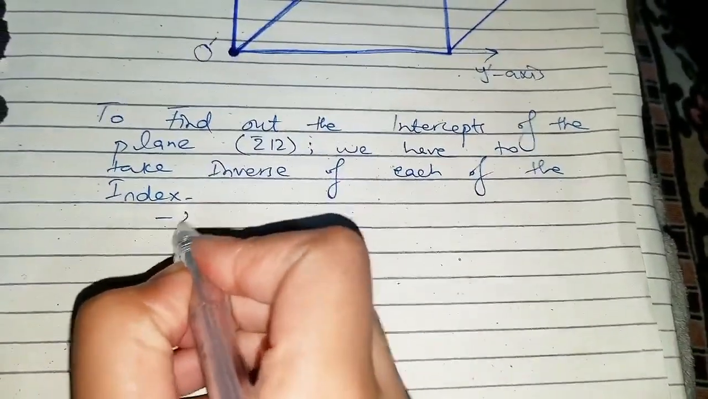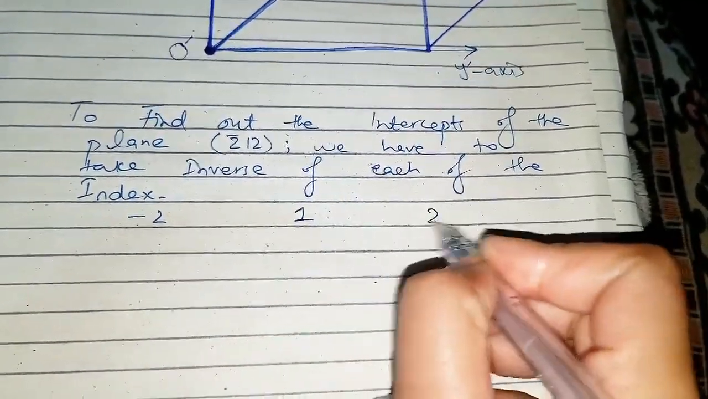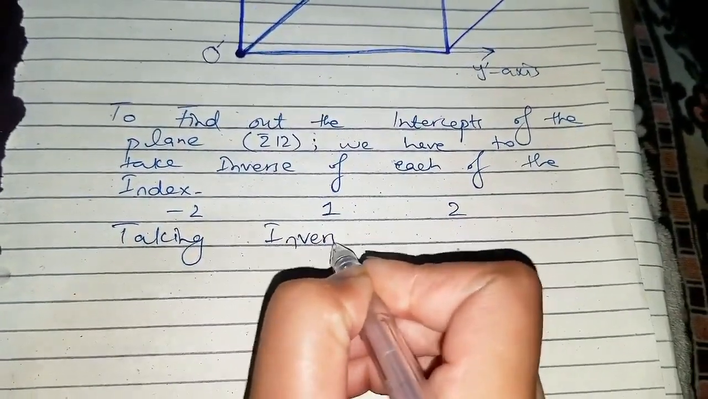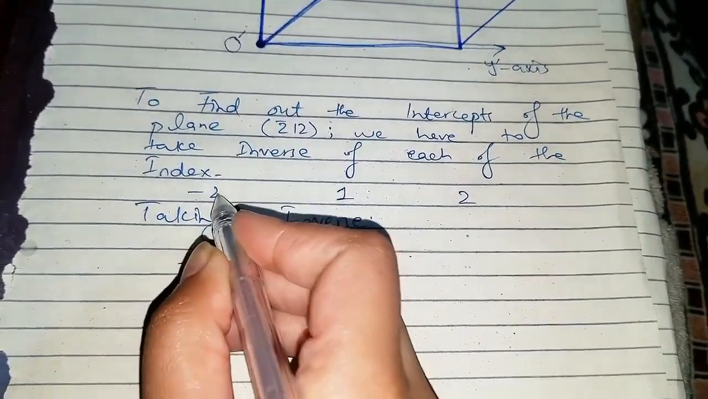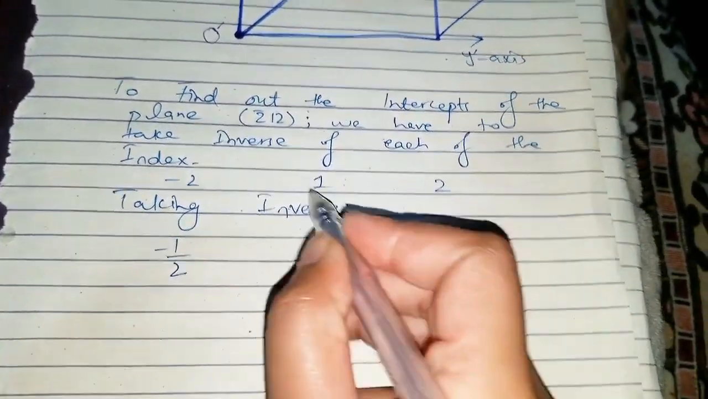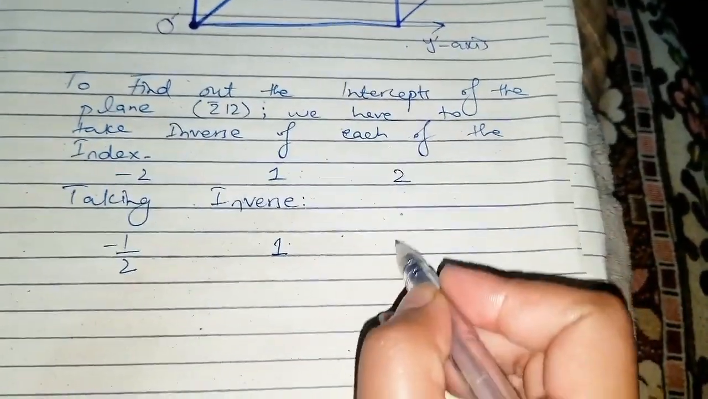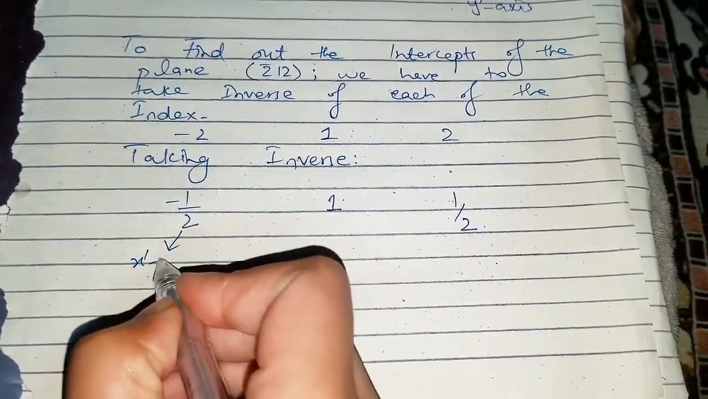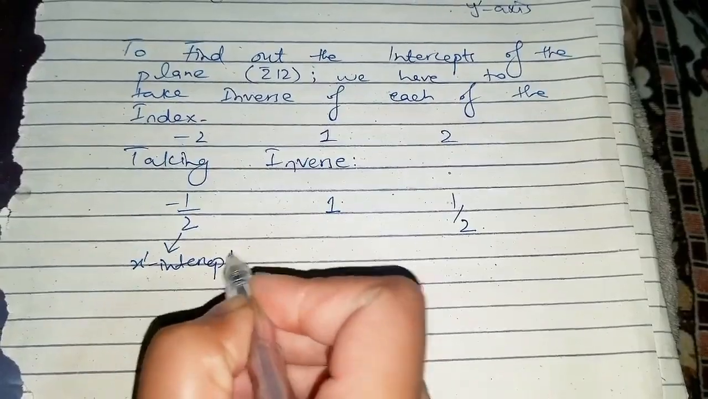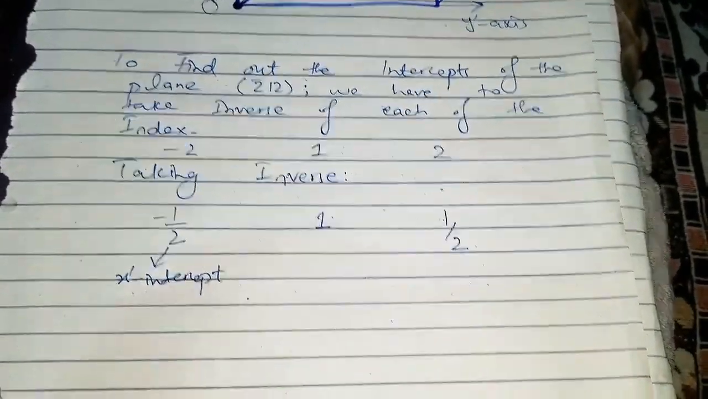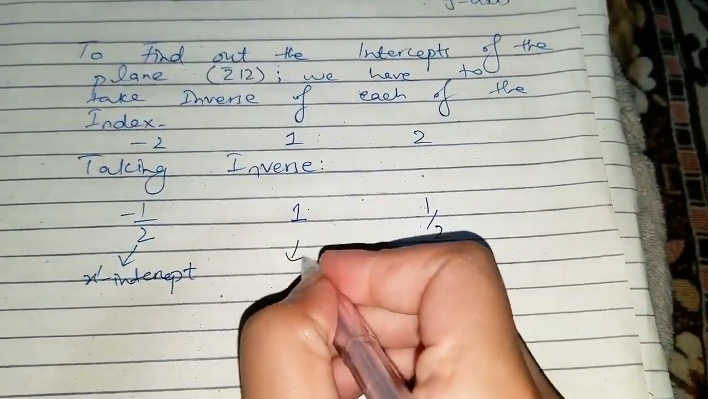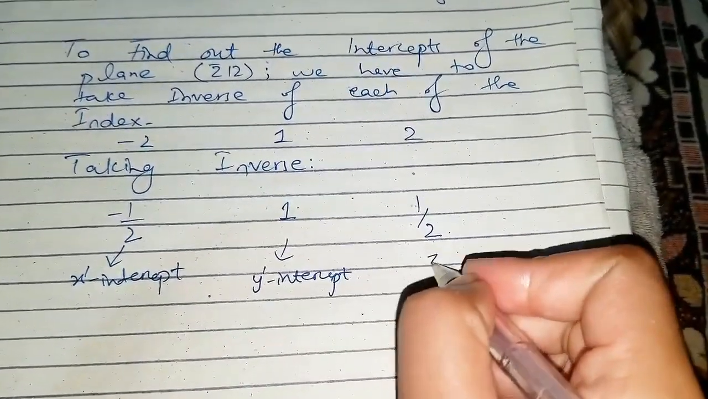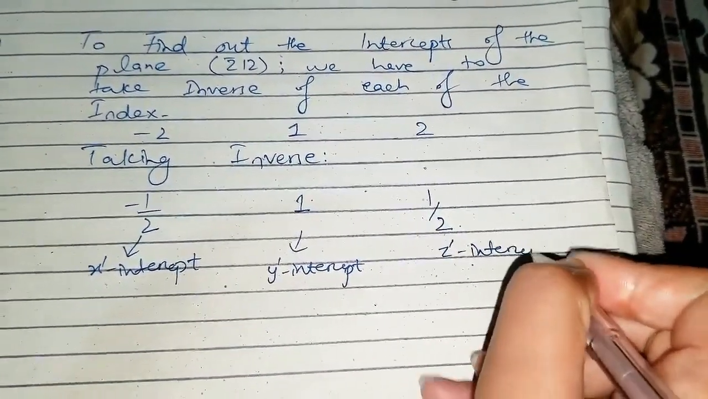So these are the intercepts: -2, 1 and 2. The operation to be performed is taking the inverse, and the inverse of -2 is -1/2, the inverse of 1 is again 1, the inverse of 2 is 1/2. Okay, so these are the intercepts. This is the x prime intercept, because the origin that we will use to draw the plane is primed. That is why we are using primed names here. So this is the y prime intercept, and this is the z prime intercept.